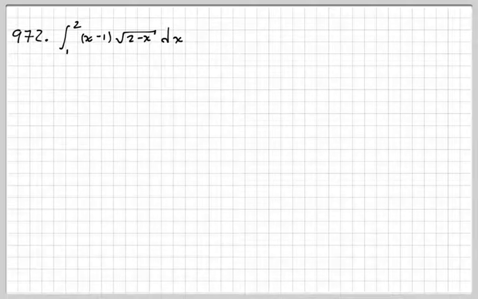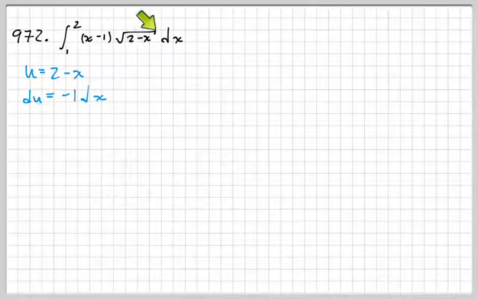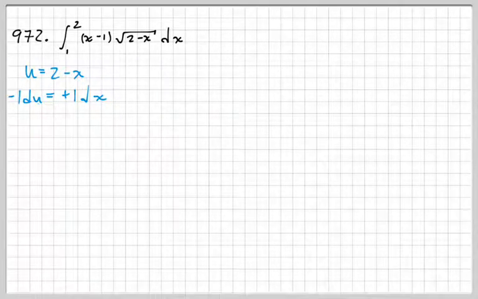I'm going to try and let u equal 2 minus x. If I do that, then that means du over dx would equal just negative 1. But then I would multiply both sides, well, it looks like I multiply both sides by dx. And then I look up here and I see a dx. I don't see a negative 1. So I'm going to go ahead and move the negative over here to this side, which can be done very easily just by multiplying both sides by negative 1. And so now negative du equals dx.